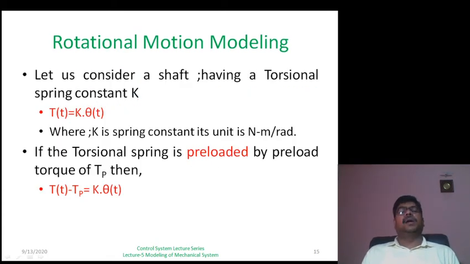So here the torque developed in the spring due to the applied force will be equal to k into theta(t), where k is the spring constant or torsional spring constant, its unit is Newton meter per radian. And if this torsional spring is preloaded with the torque Tp, then the required torque will be lesser compared to the earlier, meaning T(t) minus Tp equal to k theta(t).